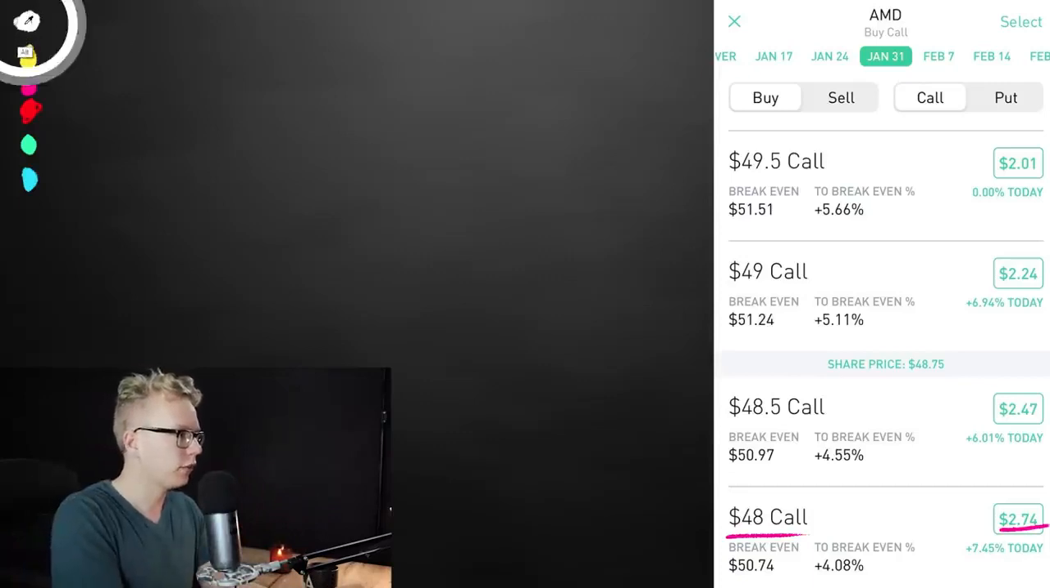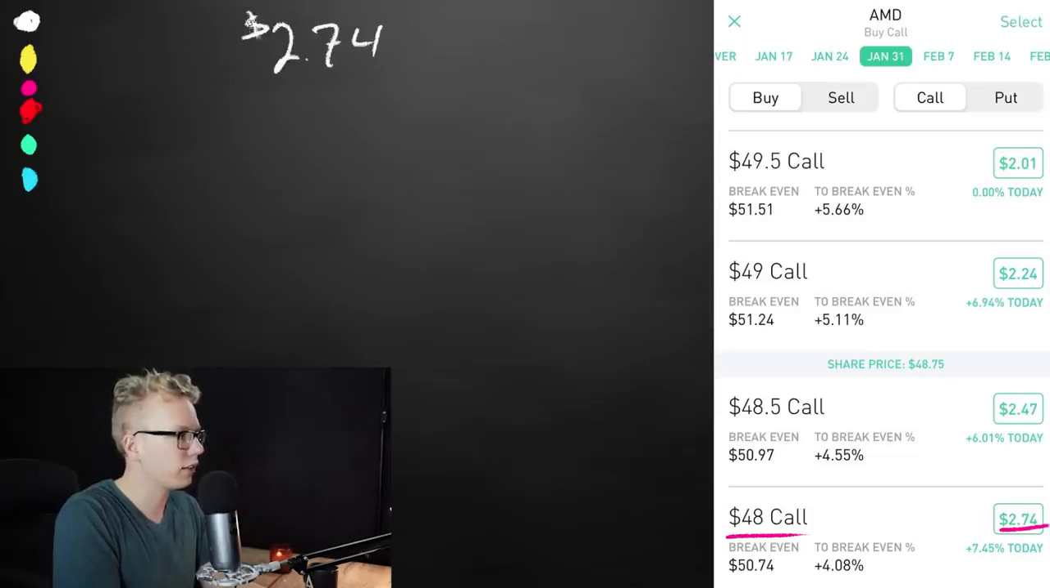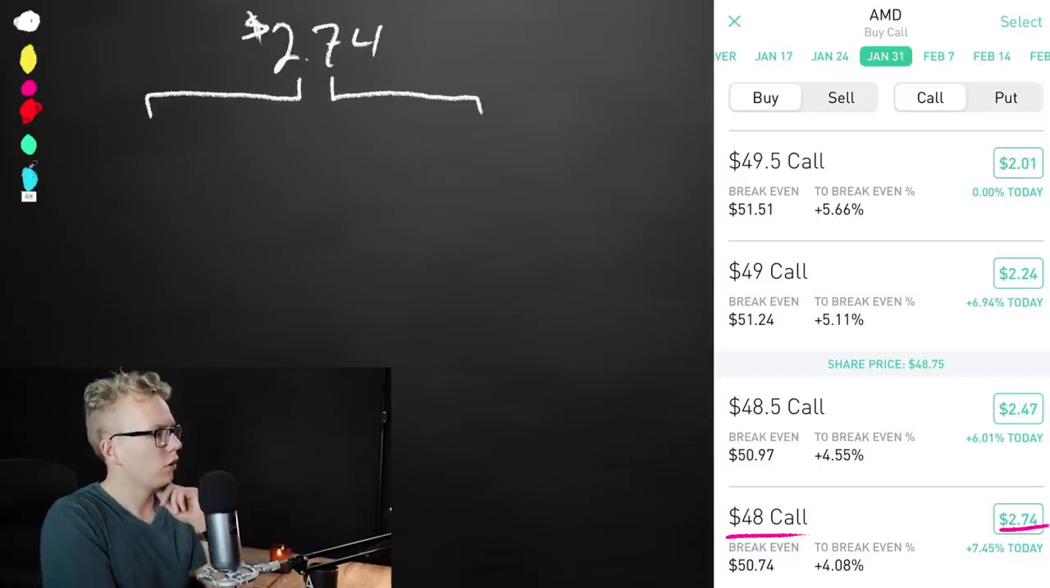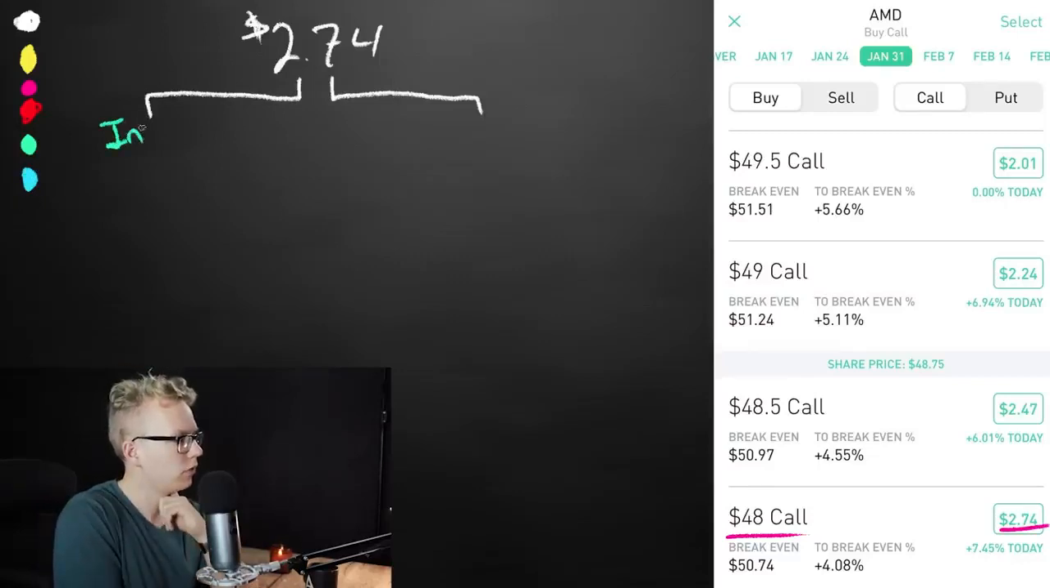All right, let's take a look at this $2.74. Remember, that's per share, $2.74. This can be divvied up into two different categories. One is called intrinsic value. The other is called extrinsic value.